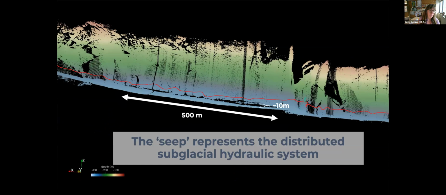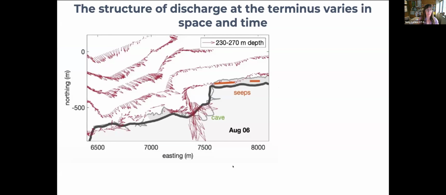And then I want to show you some new ideas that we're putting together on how this distributed system interacts with the more channelized system. And that comes from ADCP data. I'll walk you through all this. So this is the terminus position. Our cave is located here, and the seeps are just around the corner. So it's a map view.